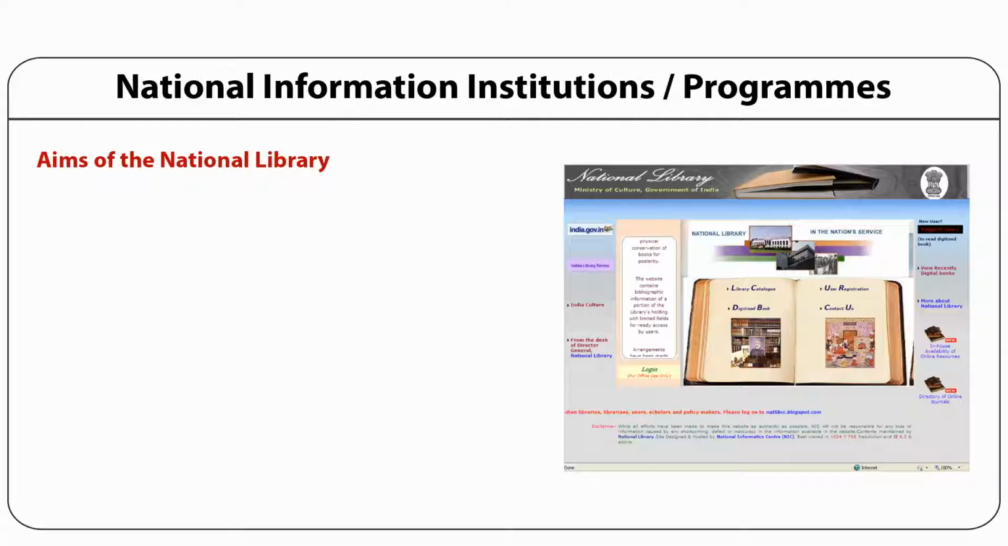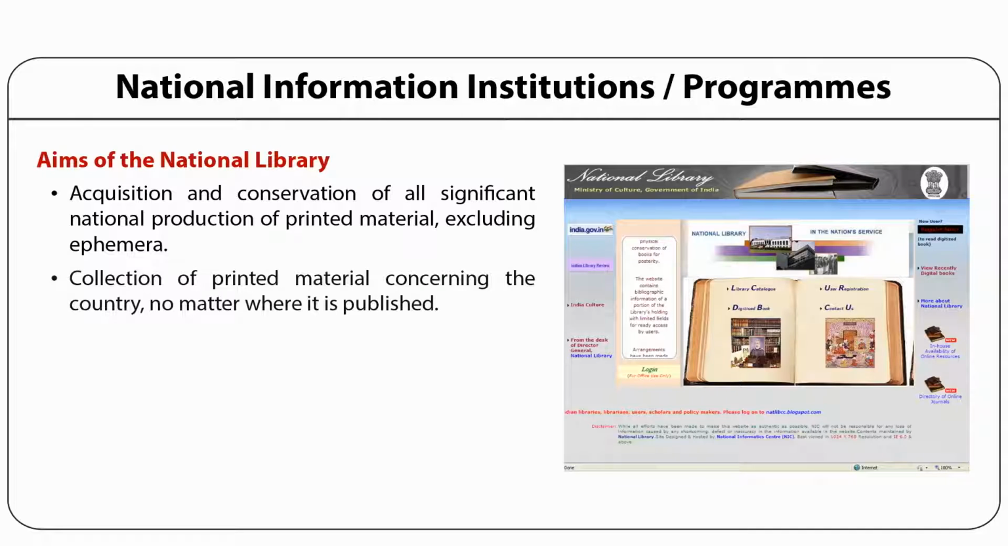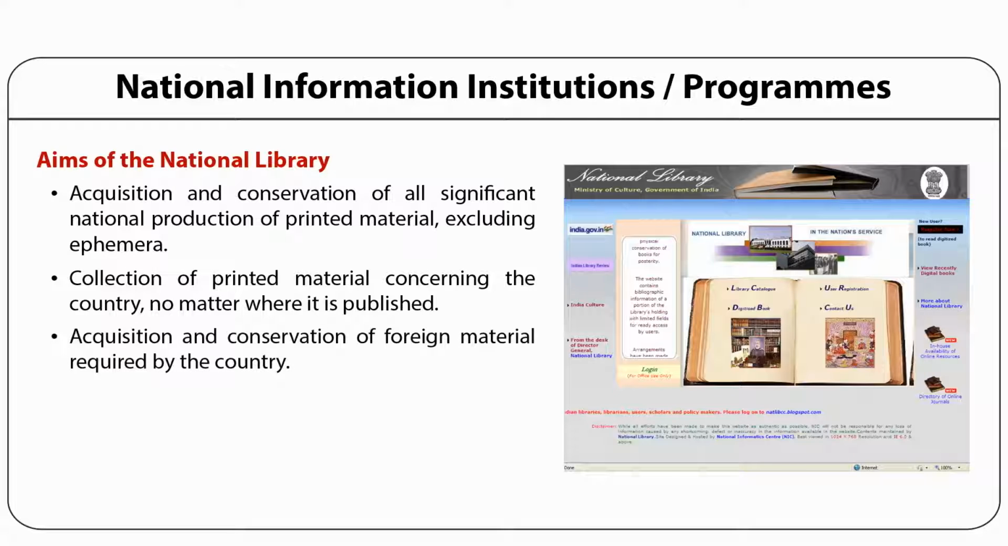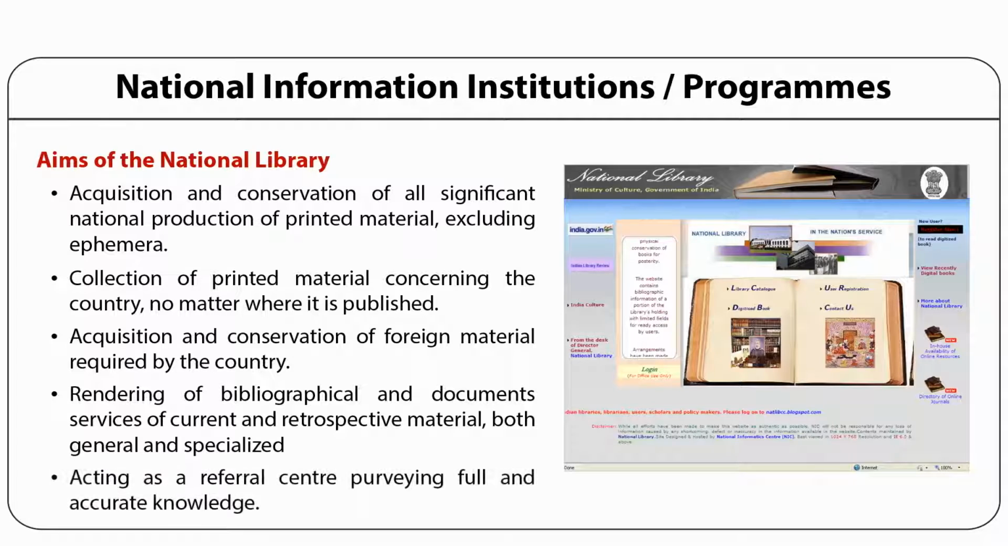The aim of the National Library is acquisition and conservation of all significant national production of printed material excluding the ephemera. Collection of printed material concerning the country, no matter where it is published. Acquisition and conservation of foreign material required by the country. Rendering of bibliographical and documentation services of current and retrospective material, both general and specialized, and also acting as a referral center purveying full and accurate knowledge.